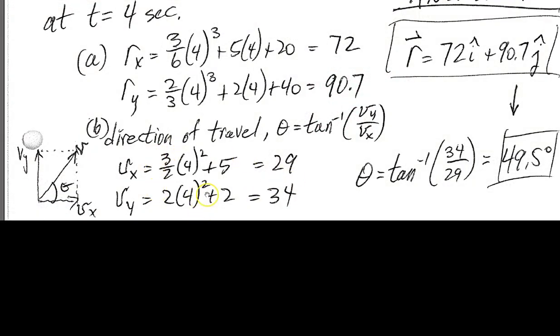Here's the equation that I was talking about, the velocity equations that I plugged in 4 seconds to give me my x and y components of velocity. So now this angle right here is inverse tangent of opposite, which is the same as Vy, over adjacent, which is Vx. So here you can see I've taken my Vy value, my Vx value, and taken the inverse tangent to come up with my direction of travel is 49.5 degrees.